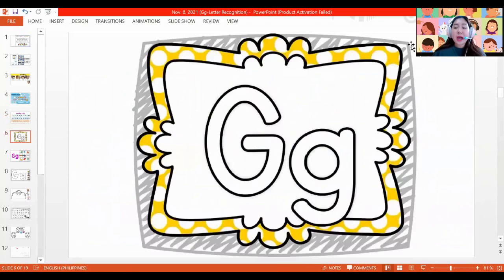So remember, I said that we will be learning about the letter G. Very good. And what is the sound of the letter G? G, G, G. Very good. So we have our capital letter G, the big letter G, and we also have our lowercase letter G, or the small g. And they all make the sound G, G, G.